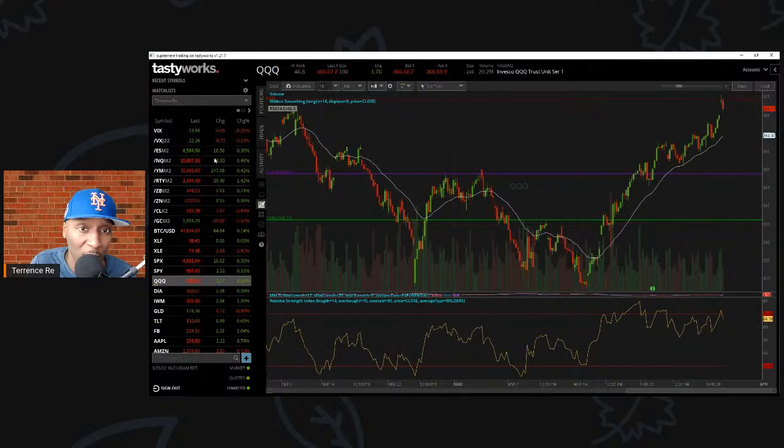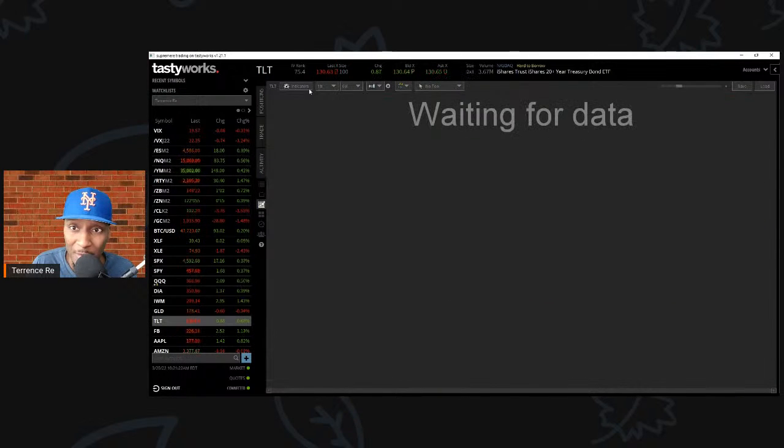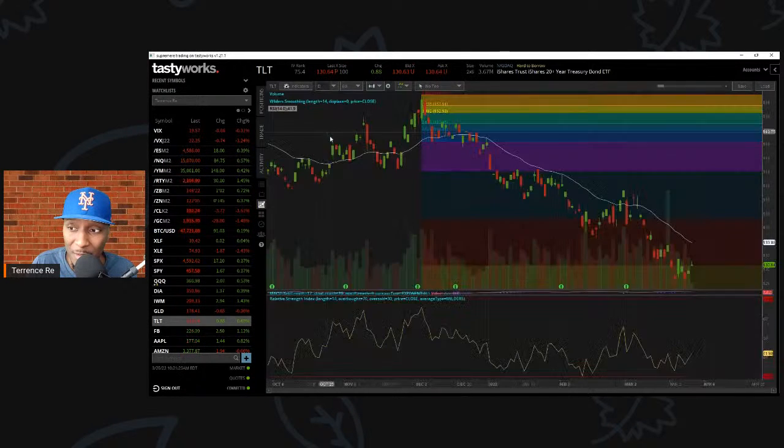Today, you got the VIX down, and the S&P 500 futures are up, Nasdaq futures are up, Dow futures are up, the Russell futures are up. Now, what's tricky about it is the bonds are up too. The bonds have been getting beat up, right? The bonds have been getting killed.